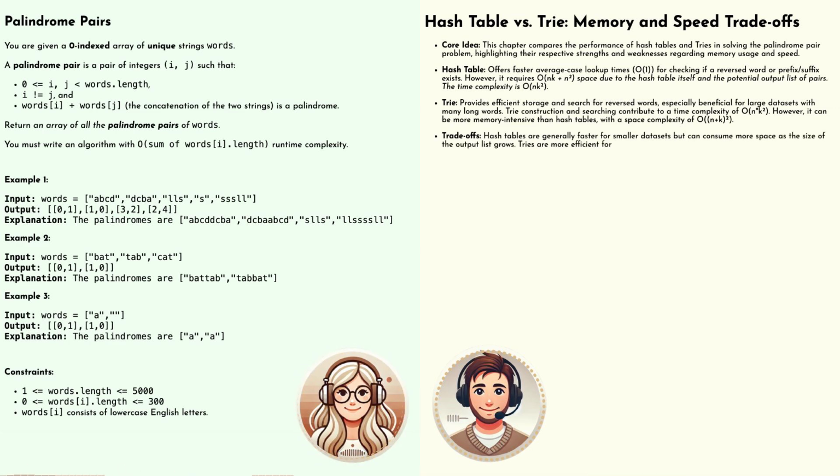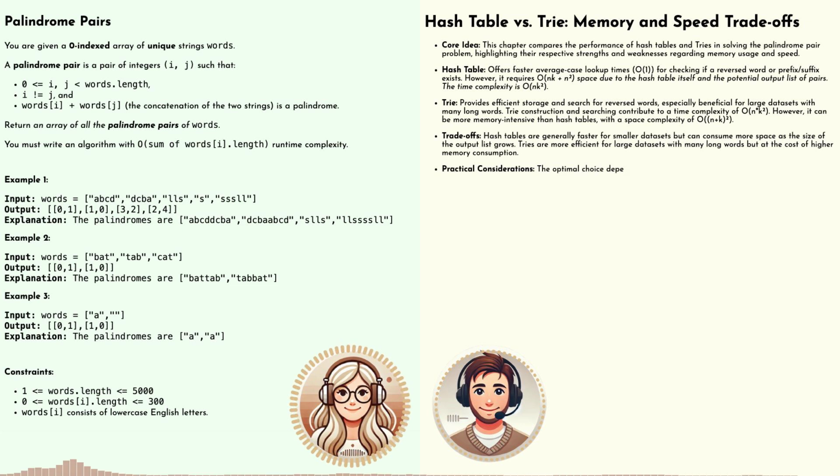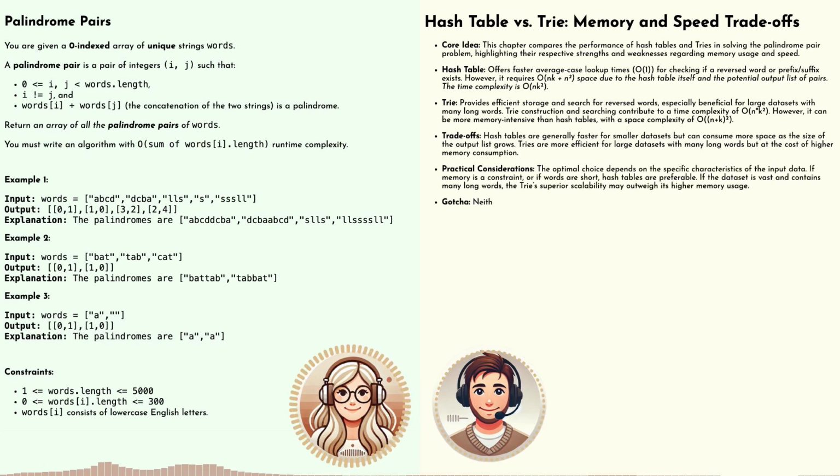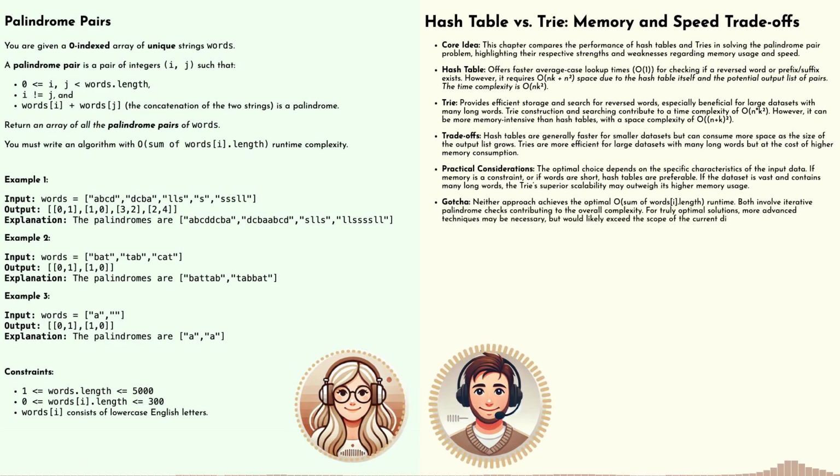So choosing between the hash table and the trie depends on what we're working with. Exactly. If memory is a big concern, a hash table might be better. But if we need speed and we have lots of data, then a trie usually wins. It's like choosing the right tool for the job. Exactly. Sometimes you need a hammer, sometimes you need a scalpel.